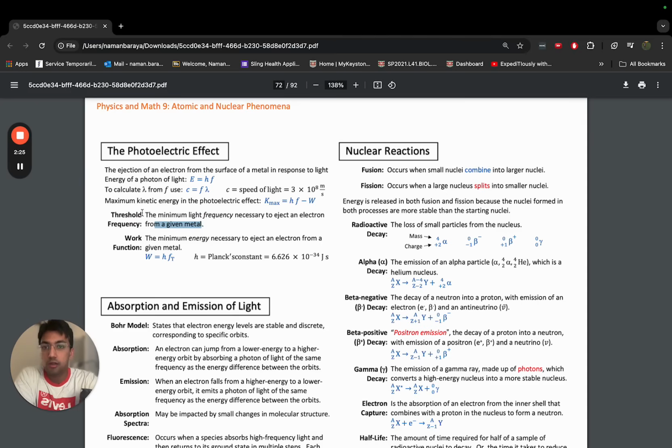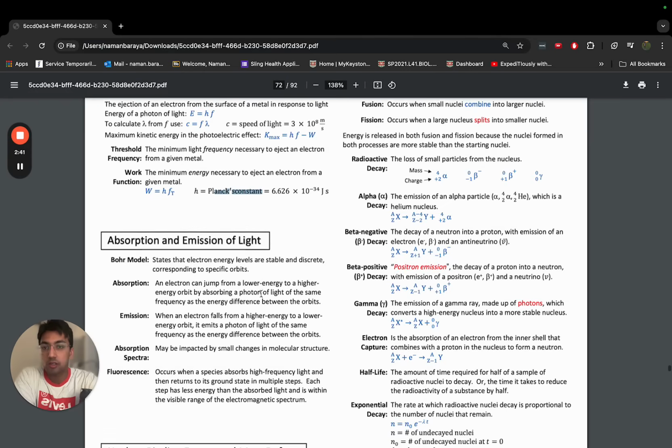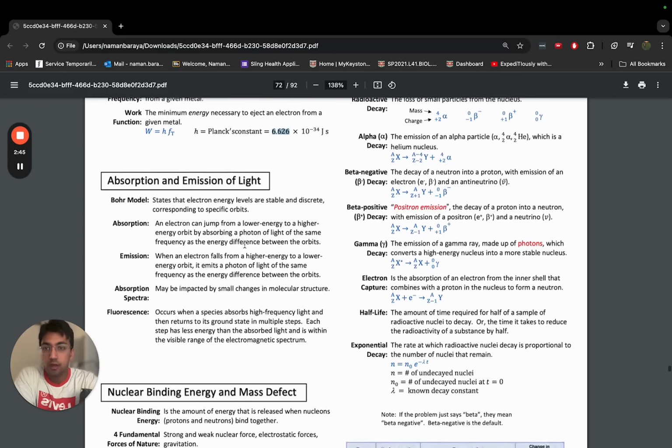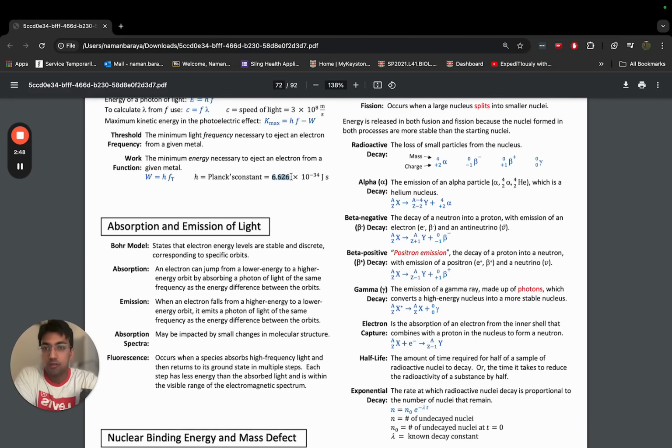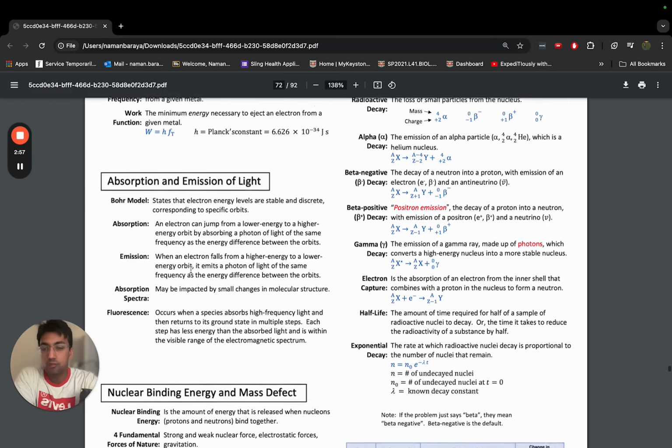You can multiply that threshold frequency by this h, and then you get this work, the energy, which is the threshold energy. That's what this work function is referring to. This h, remember, times the threshold frequency gives you the work. And remember, h is Planck's constant, which is 6.6 times 10 to the negative 34 joule-seconds. If you look at the units, it makes sense: you take h, which is joule-seconds, multiply it by frequency, which is hertz or 1 over second, and you get joules, which is the work unit.